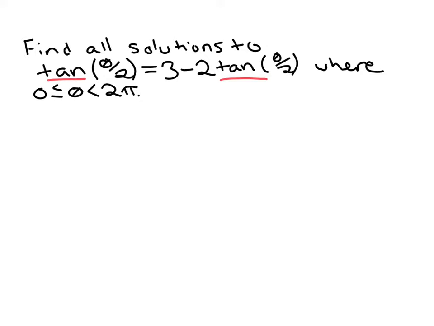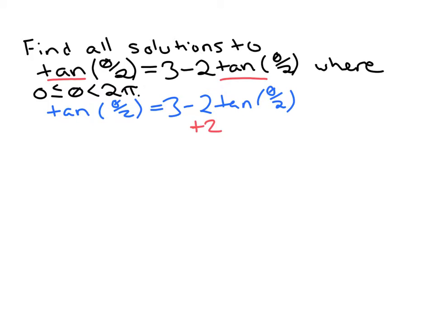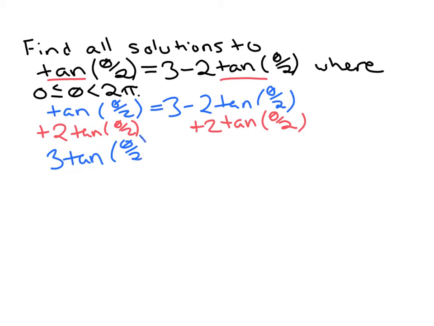This equation only involves tangent to the first power. So let me rewrite the equation below here while I have a little more room. The first thing I would do to isolate tangent is to first collect them on one side. So I would add 2, and you could subtract tangent of theta over 2 from both sides as well, but whatever quantity you're solving for, it's nice to make it positive. So I'm going to add 2 tangent of theta over 2 to both sides, and that will give me 3 tangent of theta over 2 is equal to 3, since this is gone now over here.